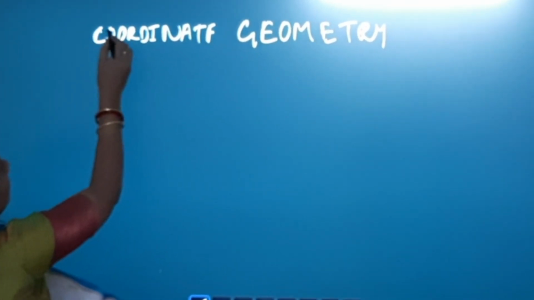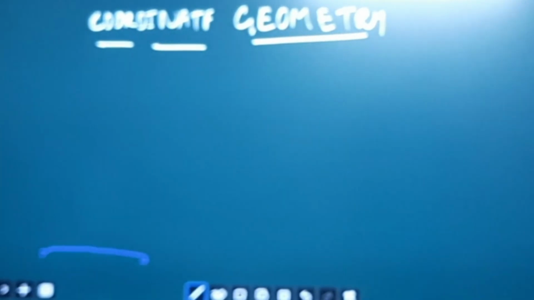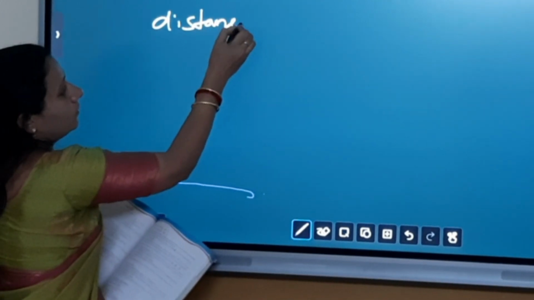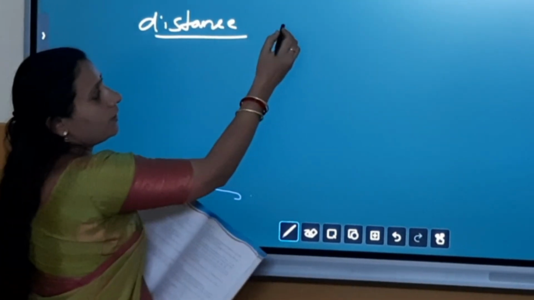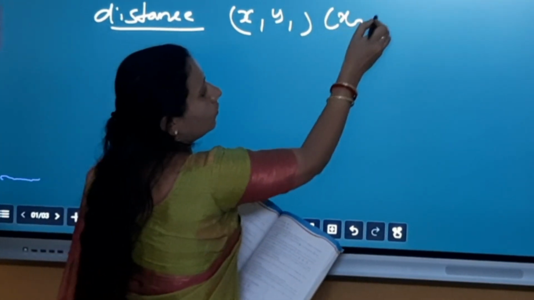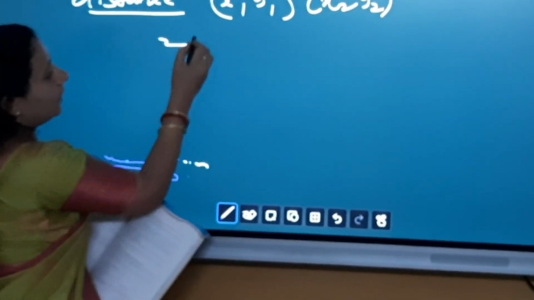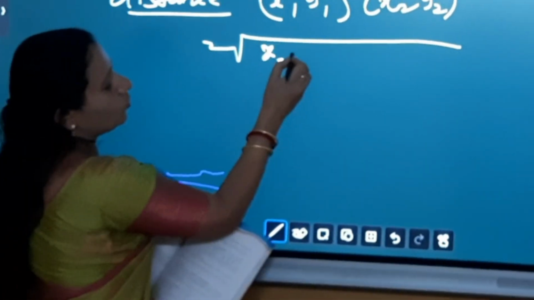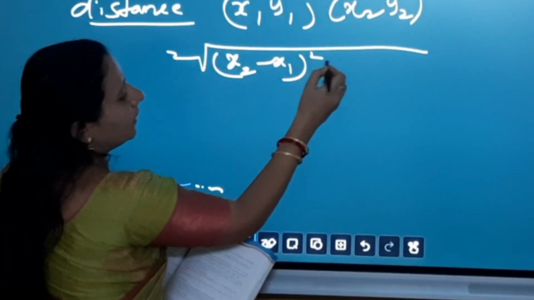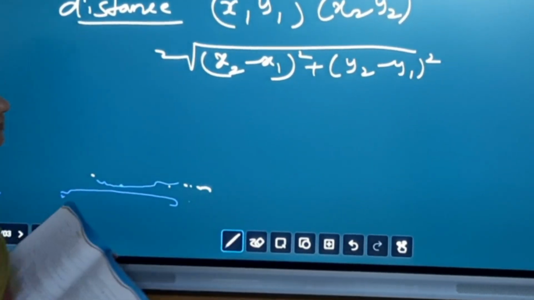So here we are going to start off with the chapter. This chapter is very simple, which is purely based on formulas. Here we have got the distance formula. So what is distance? Suppose two coordinates are there, x1, y1 and x2, y2. How to find the distance between them? The formula is under root (x2 minus x1) square plus (y2 minus y1) square. This is the first formula.